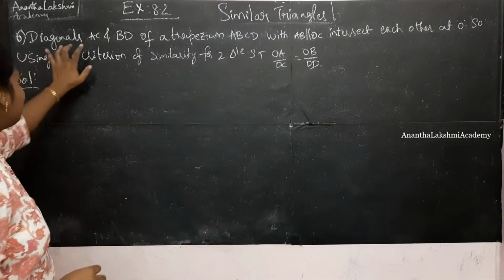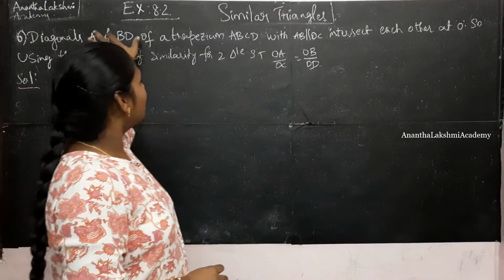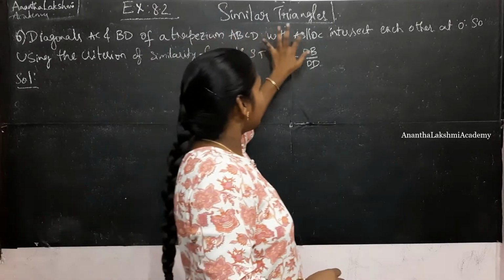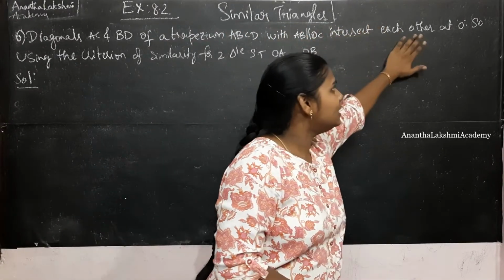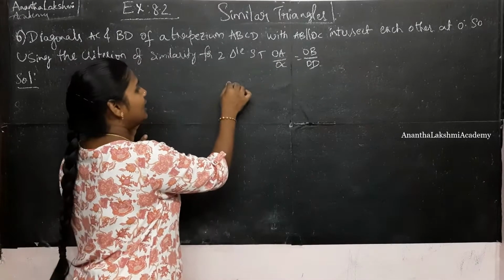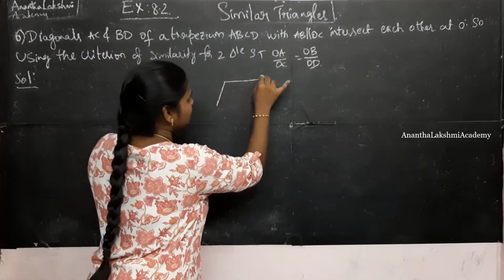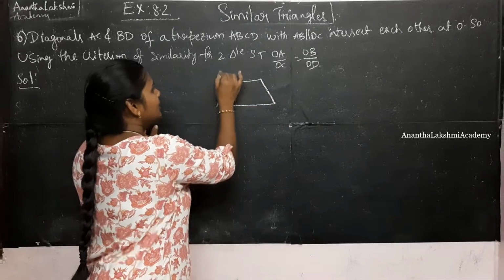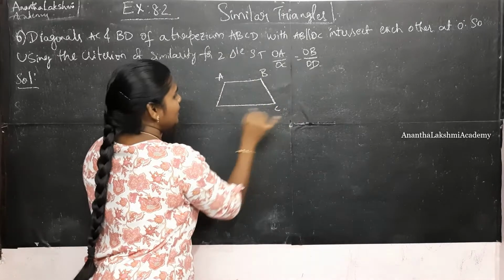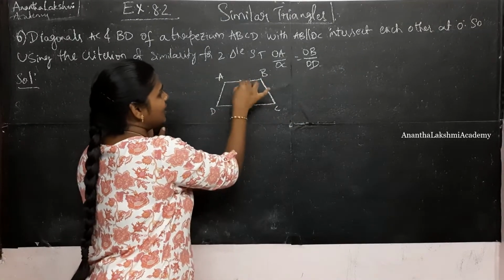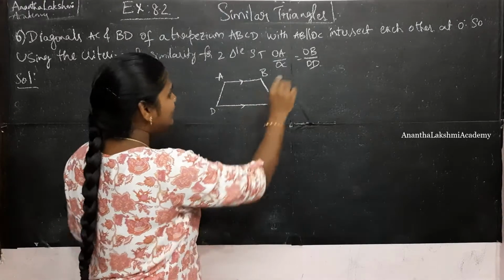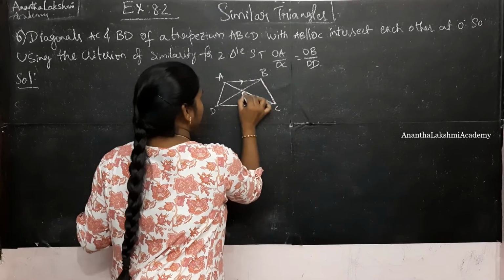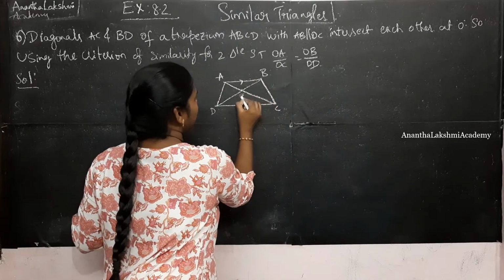Here it is given that diagonals AC and BD of a trapezium. Here we are dealing with trapezium ABCD with AB parallel to DC, intersect each other at point O. What is the shape of a trapezium? This is how it typically looks like: A, B, C, D. AB is parallel to CD. The diagonals are going to intersect at a point O.